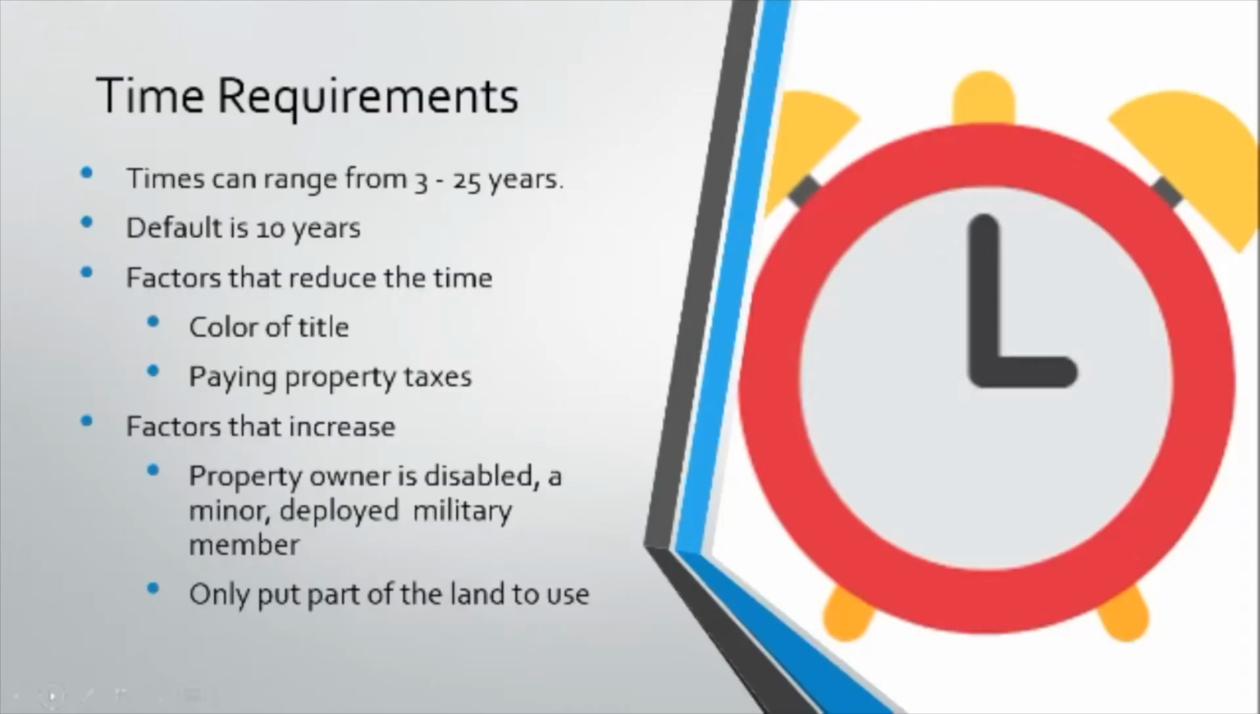The time requirement in Texas can range from 3 to 25 years. 10 years is the default amount of time. The time requirement can get reduced if you have title and you are paying property taxes. It can get increased if you are trying to adversely possess the property from someone that is disabled, a minor, or deployed for military service. Only utilizing a portion of the land you are claiming could also add time.